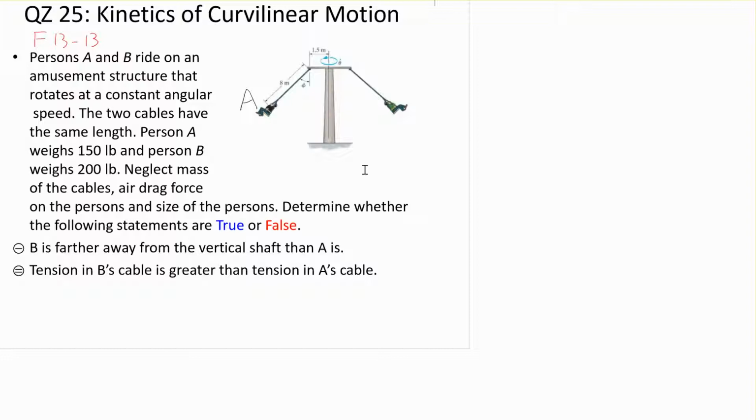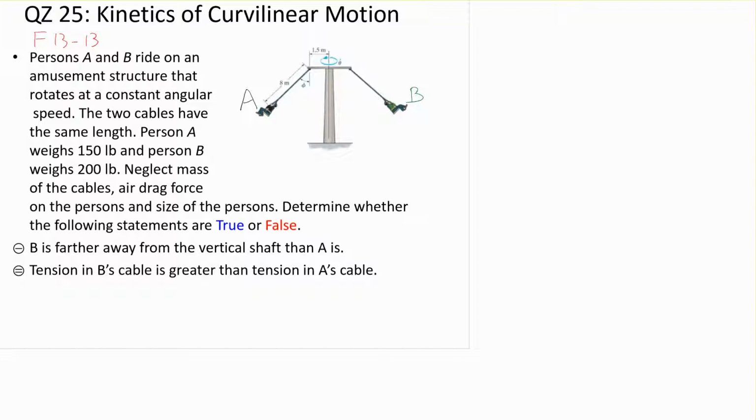B is further away from the vertical shaft than A is. Let's say that's person A and this is person B. These two people have different weights, and they hang from this rotating structure with known rotational speed. The two cables are the same length, and the first statement is whether B is farther away from the vertical shaft than A is. The second question is whether the tension in B's cable is greater than the tension in A's cable. Let's draw the free body diagram for one of them.